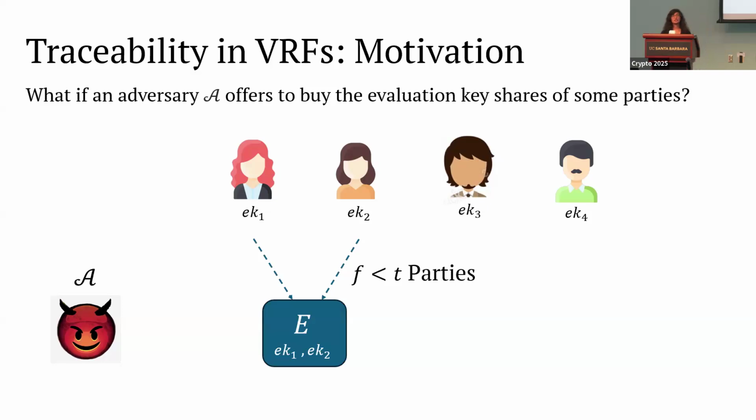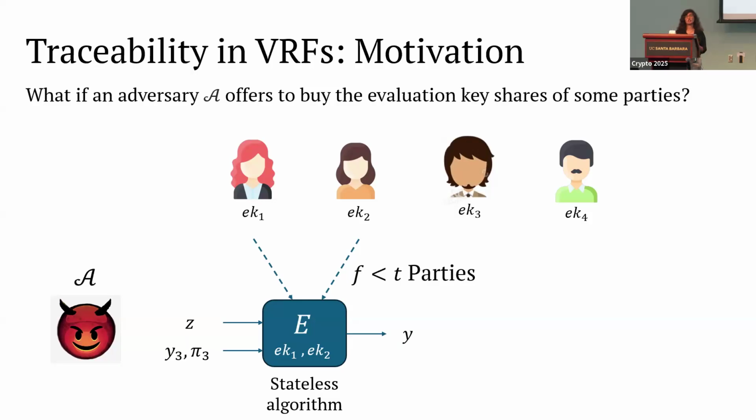But this example doesn't mean that we are done with traceability because these parties can do something smarter. So for example, they can cloak their evaluation key shares and make an evaluation box and sell that to the adversary. So you can think of this box as a stateless algorithm, which has the shares EK1 and EK2 embedded in it. And this box takes as input a value Z, the value at which you want to evaluate the VRF. And because it has 2 shares in the box, it will take 1 extra evaluation share as input. And with these inputs, it will give you the evaluation of VRF at Z, which is denoted by Y here.